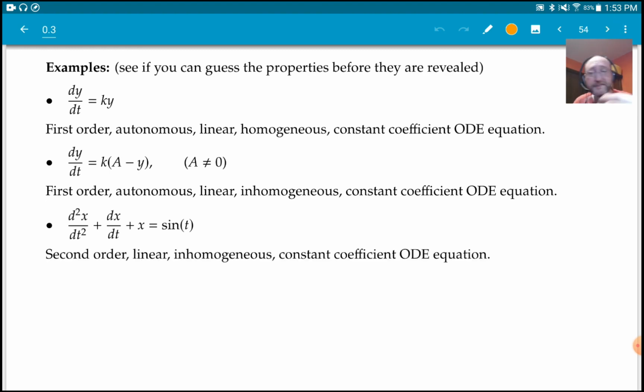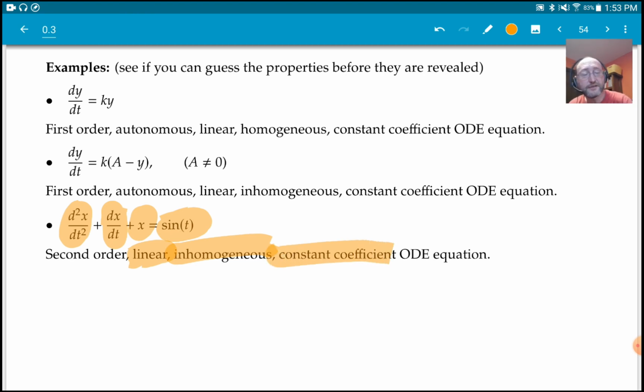All right. So it's second order, because there's a second derivative here. It's linear again, because x, the second order derivative of x in t, the first order derivative of x in t, and the x itself, they all appear linearly, right? It's inhomogeneous because of this sine t, right? It's constant coefficient. So because, well, there's a 1 here, there's a 1 here, and there's a 1 here. Those are coefficients, right? And those are all constants. And again, it's an ODE for the same reasons as before, right?